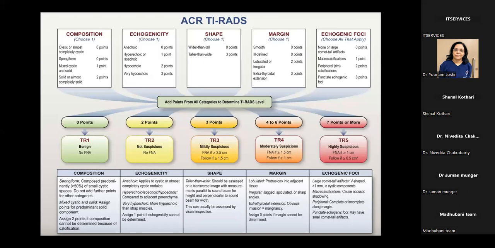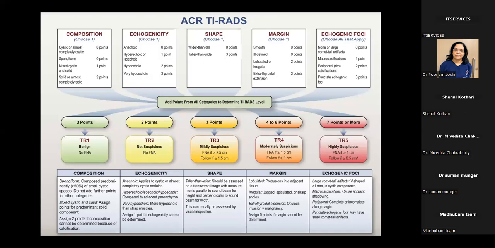Now coming to echogenicity, anechoic. By anechoic, we mean that the nodule is completely cystic. No solid component, no septations, nothing is there. Then hyperechoic, isoechoic, hypoechoic. Echogenicity of a nodule is compared to the surrounding thyroid parenchyma. But when we say very hypoechoic, that means we are comparing it with the adjacent strap muscles. If it is further hypoechoic to that, then we call it very hypoechoic. That's a highly suspicious nodule. And if we cannot determine echogenicity, by default, 1 point has to be assigned.